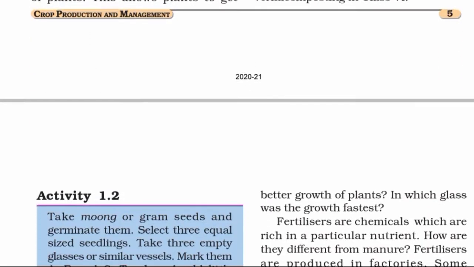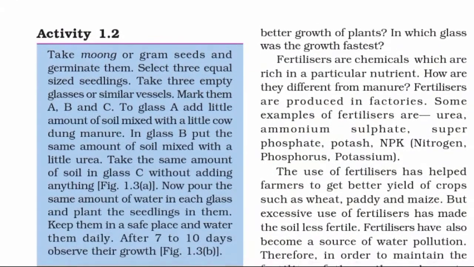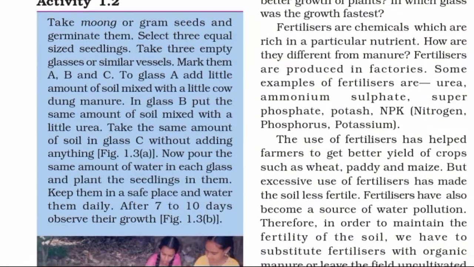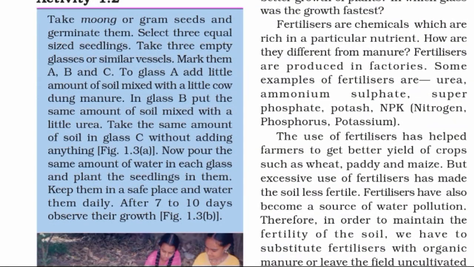Activity 1.2. Take moong or gram seeds and germinate them. Select 3 equal-sized seedlings. Take 3 empty glasses or similar vessels. Mark them A, B and C. To glass A, add little amount of soil mixed with a little cow dung manure. In glass B, put the same amount of soil mixed with a little urea. Take the same amount of soil in glass C without adding anything, as shown in figure 1.3a.